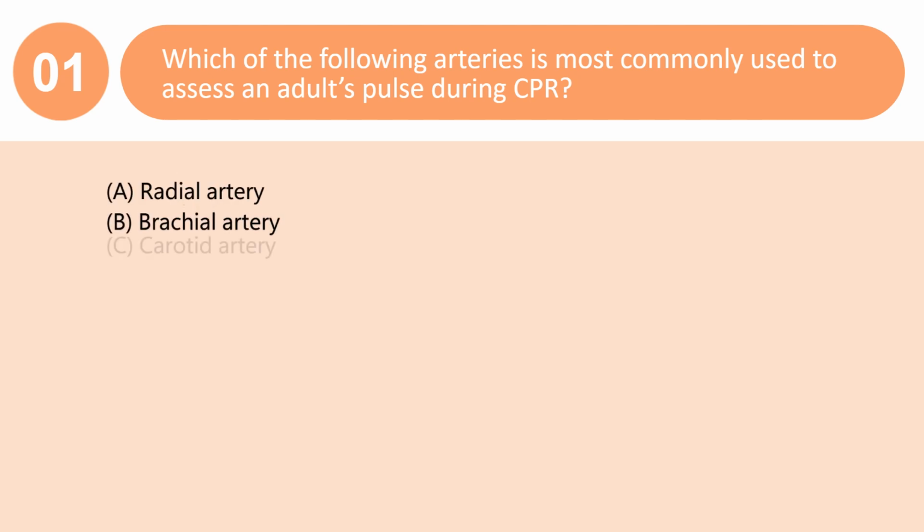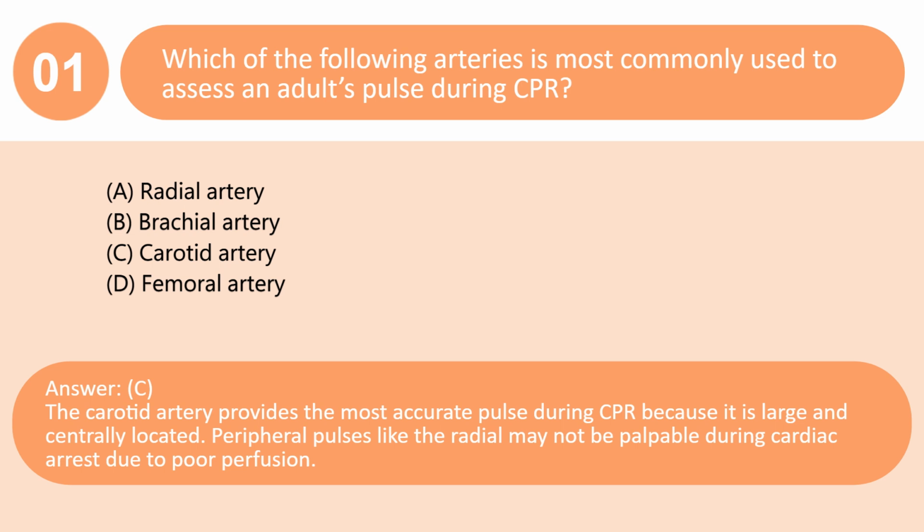Which of the following arteries is most commonly used to assess an adult's pulse during CPR? A. Radial artery. B. Brachial artery. C. Carotid artery. D. Femoral artery. Answer: C. The carotid artery provides the most accurate pulse during CPR because it is large and centrally located. Peripheral pulses like the radial may not be palpable during cardiac arrest due to poor perfusion.